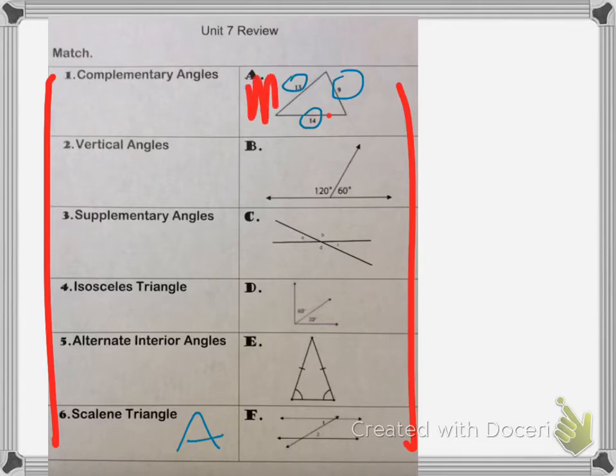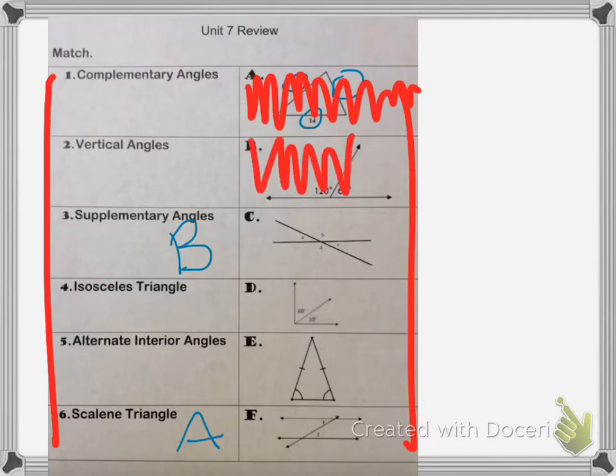And then I like to just cross off my choices so that I know that I've already used it. So I'm going to look at picture B now. When I look at picture B, I know that those 2 are a linear pair. They form a straight line together. I also know that if they're a linear pair, they're supplementary, meaning they add up to 180 degrees. So when I look at my choices, I have complementary angles, vertical angles, supplementary angles, isosceles triangle, and alternate interior angles. That tells me that B has to be the supplementary angles because they add up to 180 degrees. And then I'm done with that picture.